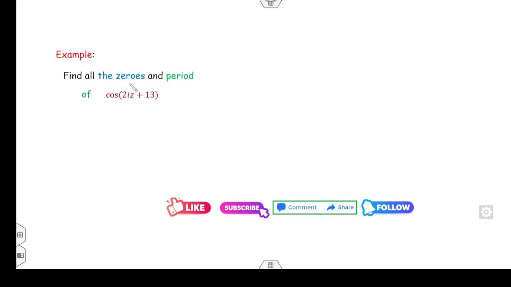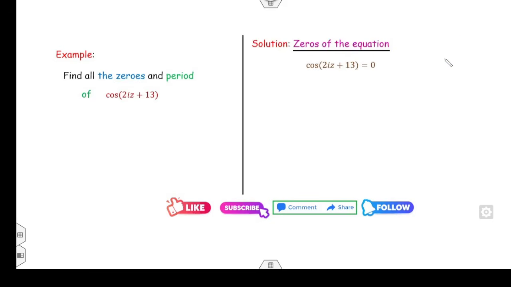First of all, your target is to find the zeros and then the period. As per the definition of the zeros, our target is to find the value of z such that cos of 2 iota z plus 13 is equal to 0. That is my target. And we all know the value of cos z will be 0 when this number is 2n plus 1 pi over 2. Why? Because cos value becomes 0 whenever it is 2n plus 1 pi over 2.